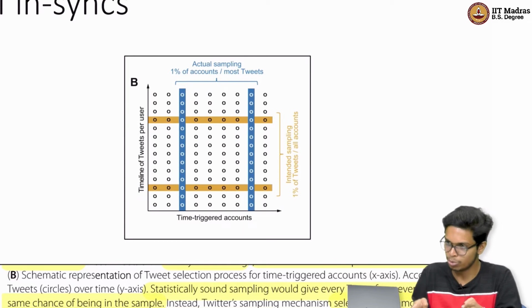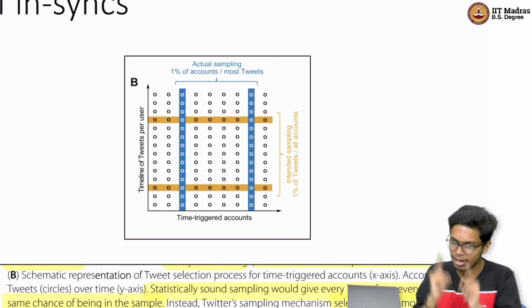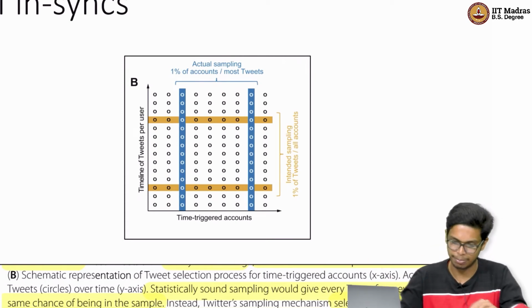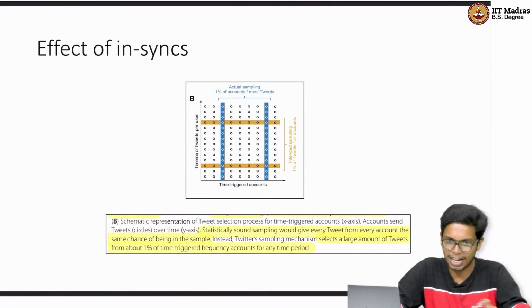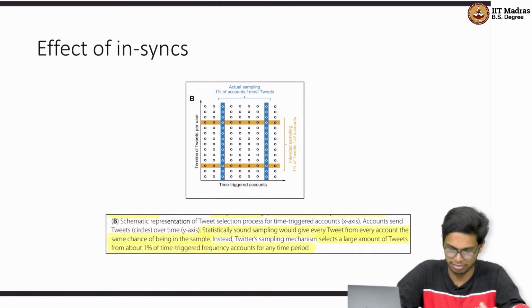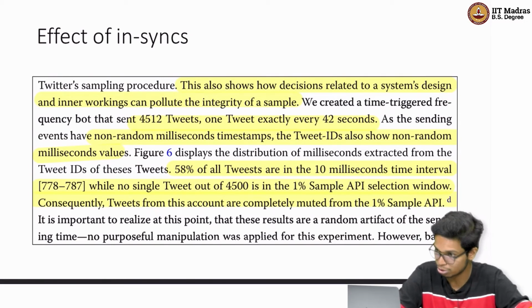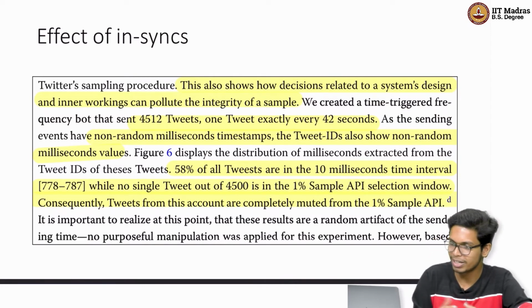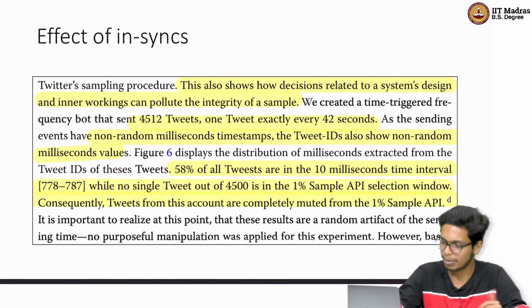If you see the vertical blue lines, you will see that all or most of the tweets from only 1% of the accounts are being taken into account for the 1% sample API, which is again a very platform specific functional bias, and it can threaten the validity of your research. So again, this also shows how decisions related to a system's design can pollute the integrity of a sample, and a lot of tweets are completely muted from the 1% sample API, which we do not intend to happen, right?